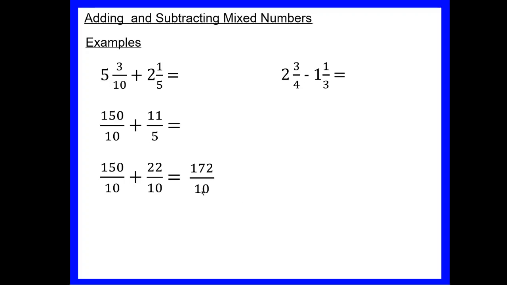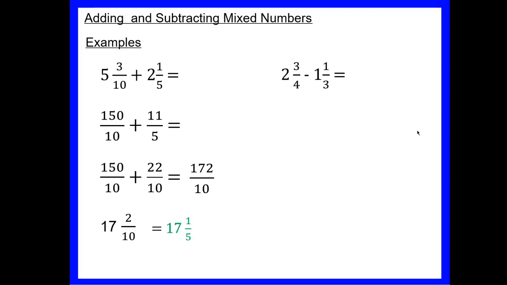If I want to convert it to a mixed number, I need to see how many 10s I can fit into 172. So I can fit 17 with 2 remaining, which go back over the 10. And now I look to simplify. So remember, the whole number stays, but can I simplify the fraction? 2 and 10 both have 2 in common. So if I divide by 2, we get 17 and 1/5, or 17 1/5.